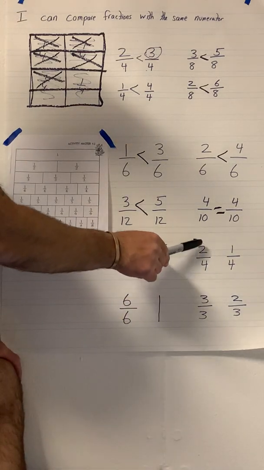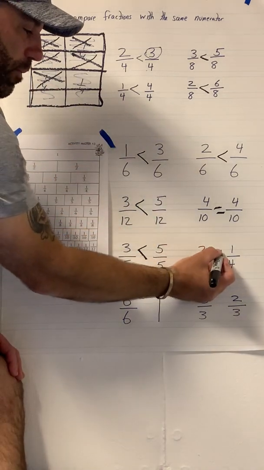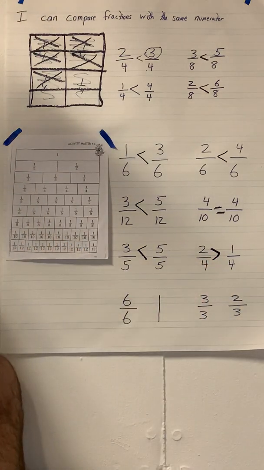I have 2/4 or 1/4. We did something like that up here. Well, 2 is bigger than 1. They're both fourths, so that's the case.